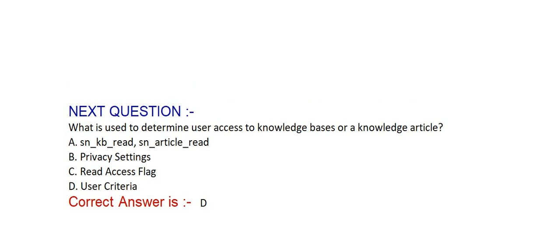Next question is what is used to determine user access to knowledge bases or a knowledge article? Option A, SN_KB_read, SN_article_read. Option B, Privacy Settings. Option C, Read Access Flag. Option D, User Criteria. Correct answer is option D, User Criteria.